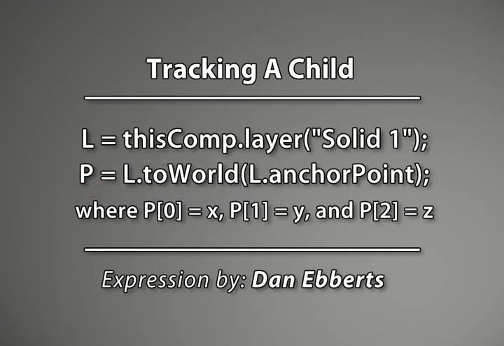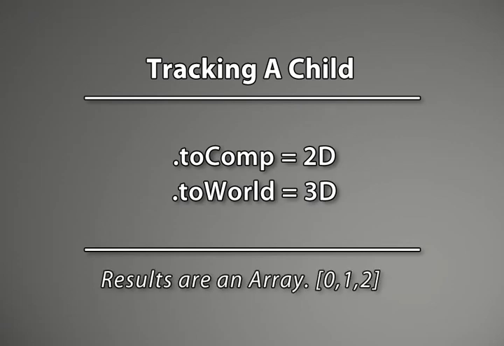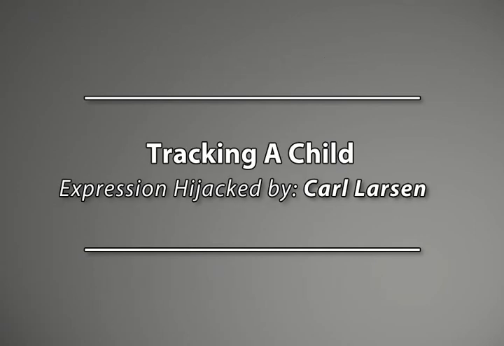Basically, they're both saying the same thing. The only difference is that the toComp function is a 2D result and the toWorld function gives a 3D result. And in my experience, when I've played with it, the toWorld function has worked just fine when I needed a 2D solution. It just ignores the z-value. So I suggest always using the toWorld function, and then you only have to remember one expression. And if it gives you any problems, now you know about the toComp function, and you can use it if you need it. But before we type any of this in, let me show you the way that I like to do it.